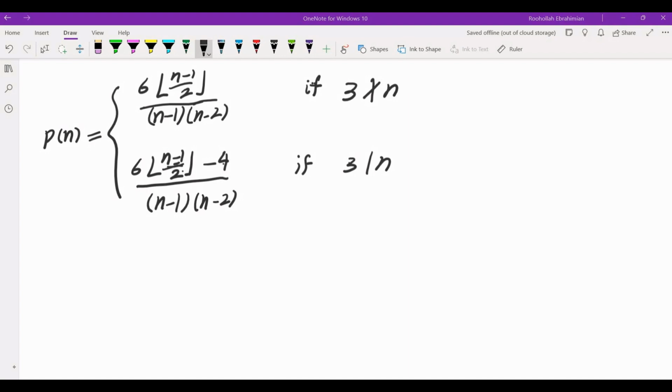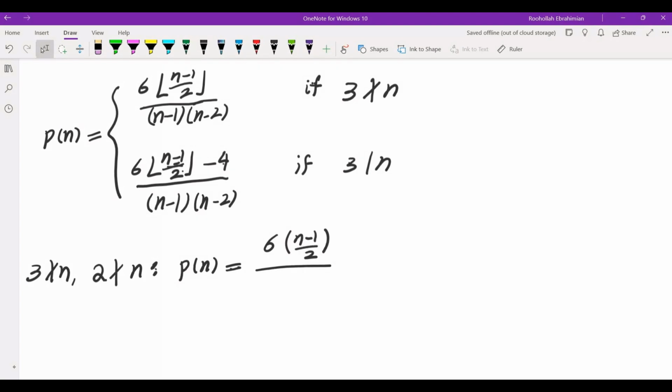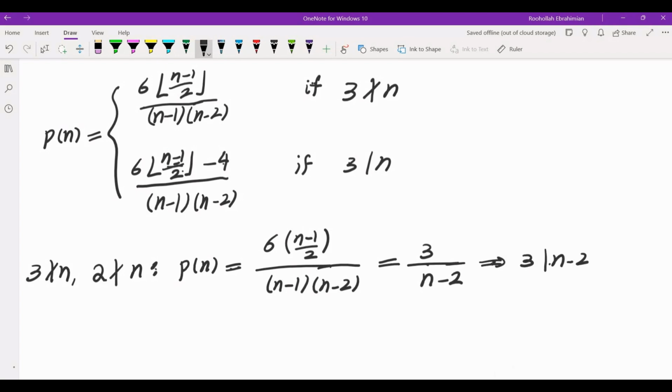So 3 doesn't divide n, and 2 does not divide n as well. So this tells us that the probability is equal to 6 times, since n minus 1 is even, this would be n minus 1 over 2, and then divided by n minus 1 times n minus 2. So this tells us 3 over n minus 2 must be 1 over m. So that means 3 must divide n minus 2.